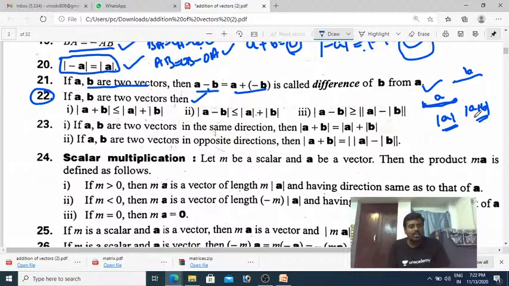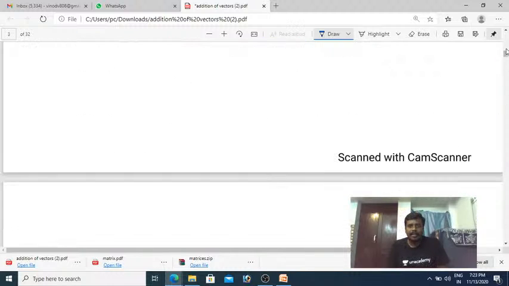When you take the modulus of any vector, that modulus means the length of that vector. The properties: modulus of A plus B is less than or equal to mod A plus mod B. Modulus of A minus B is also less than or equal to mod A plus mod B. Why? Because when taking individual lengths you just add, not subtract, because length is always a positive number. Modulus of A minus B is greater than or equal to norm of A minus norm of B. What is norm? I will explain.